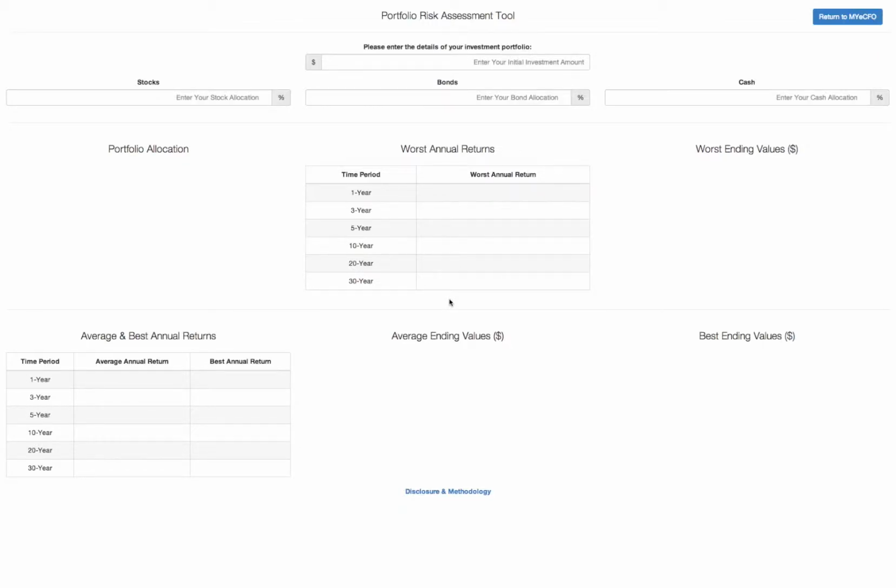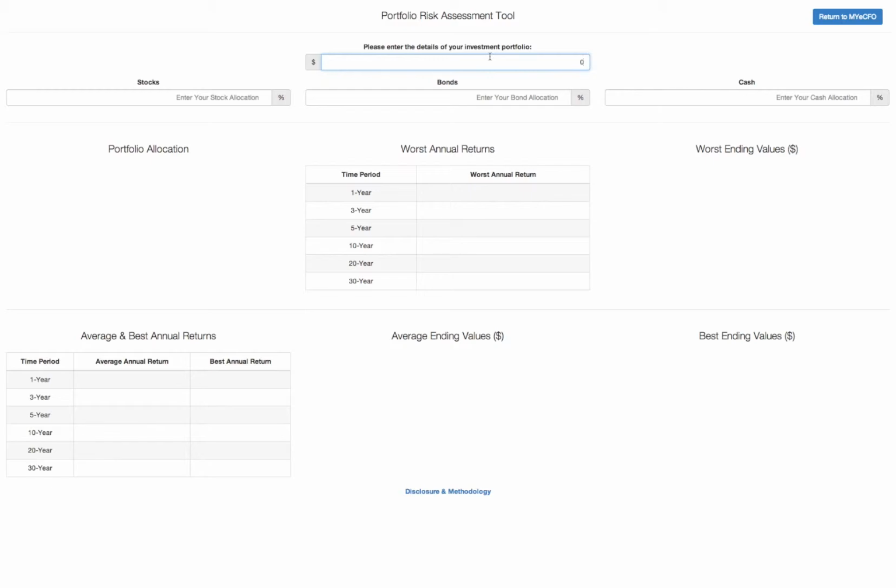Where you review this tool that we use at MyeCFO to assess our clients' risk tolerance. You can find this tool by typing in any browser, allocation.myecfo.com. Essentially, what you have is three or four parameters that you must enter: the amount that you wish to invest, and your allocation or your mix of stocks, bonds, and cash.